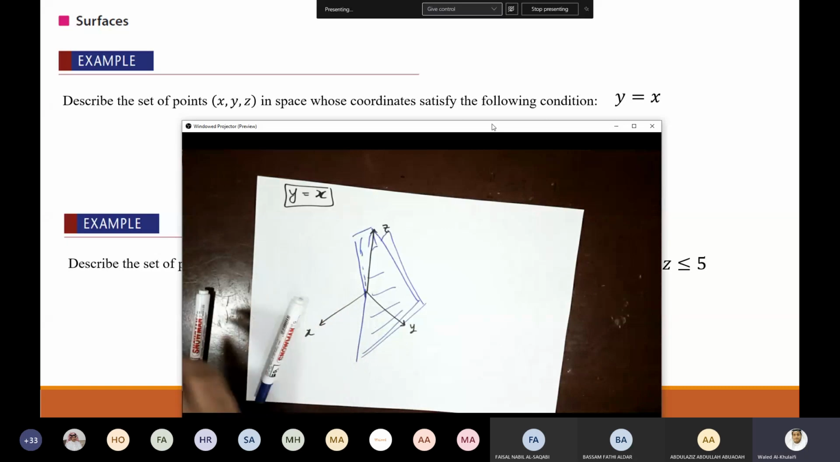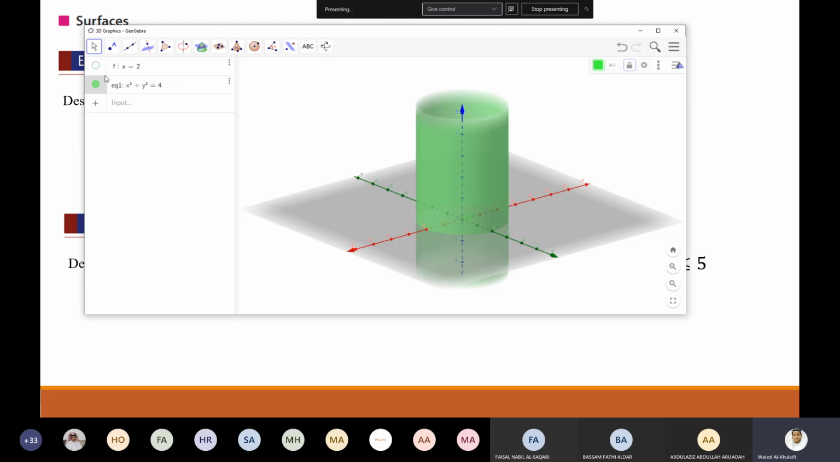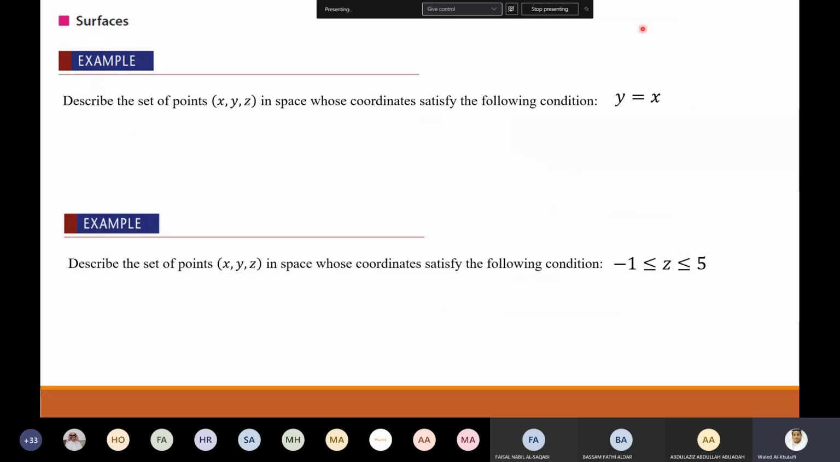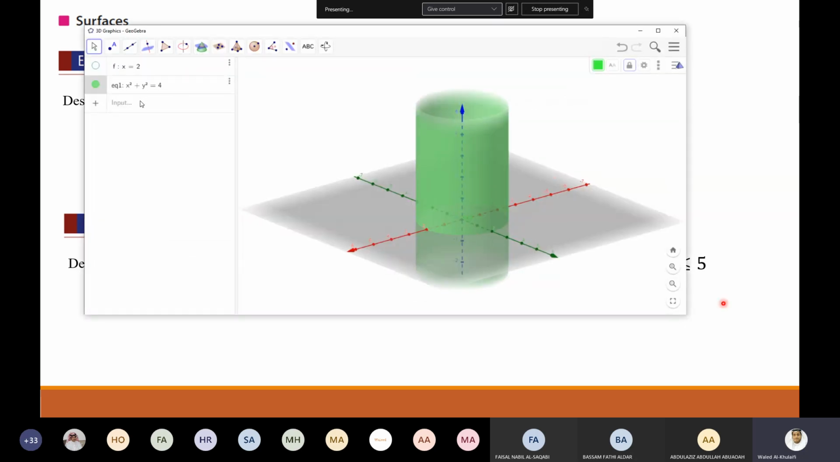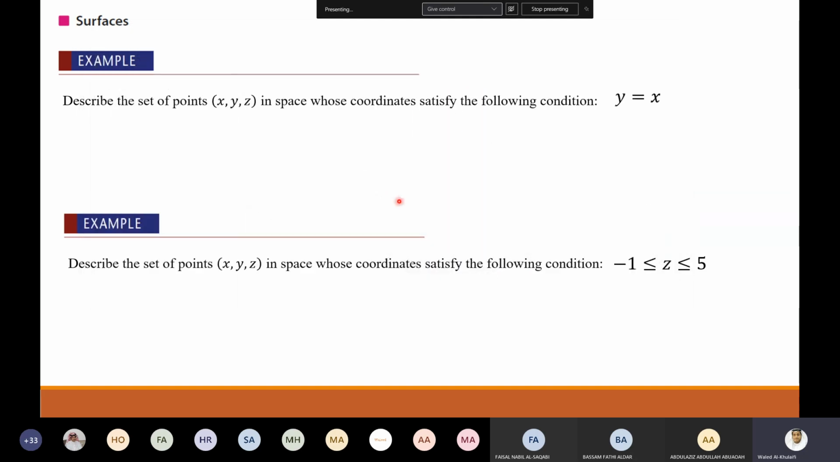But I can use this software. Actually, if you remember, I recommended you to do it. Okay, it seems it's not working, but I did not save. It's fine, we can work it out.